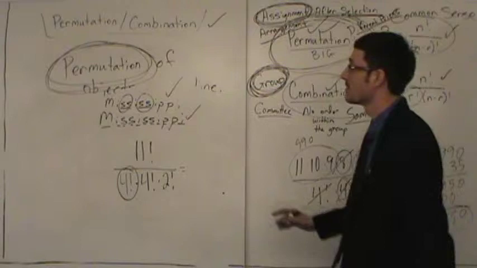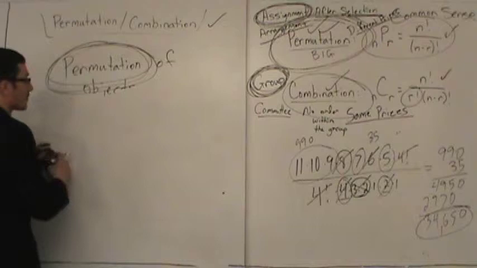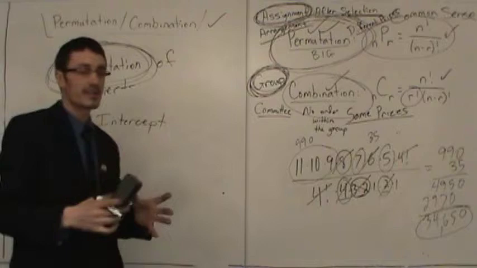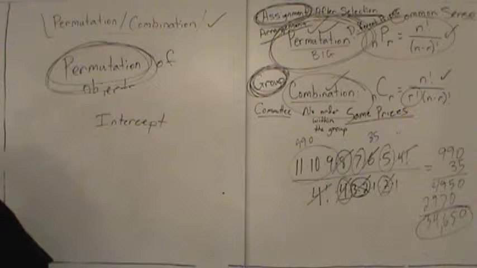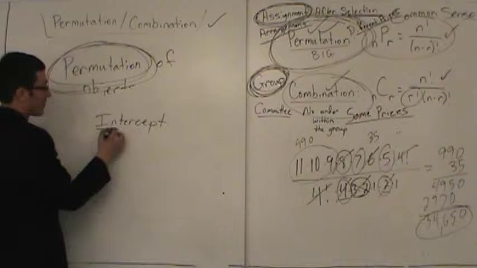And one more, so we look at the word intercept, okay? This is problem number 10 on page P14. The arrangement of the letters of the word intercept. How many letters are there? 1, 2, 3, 4, 5, 6, 7, 8, 9. There are 9 letters. So we're going to say that this is what?